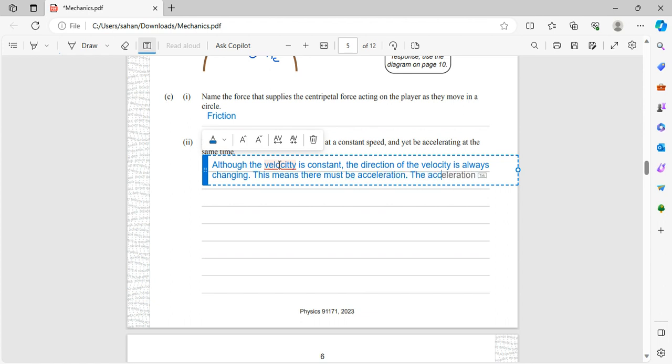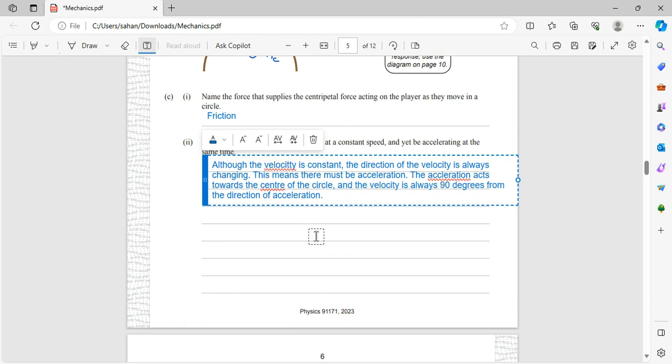The acceleration acts towards the center of the circle, and the velocity is always 90 degrees from the direction of acceleration. I don't know if you really need the last part. I just like to put it in to be safe. But I don't really know if you need it.